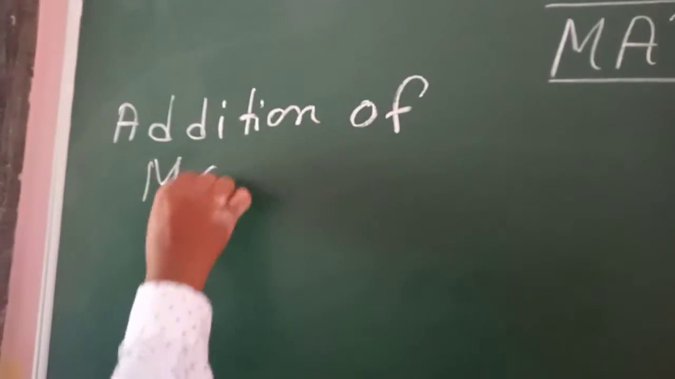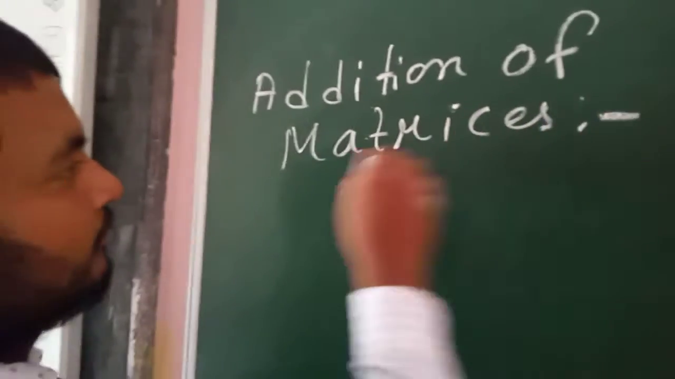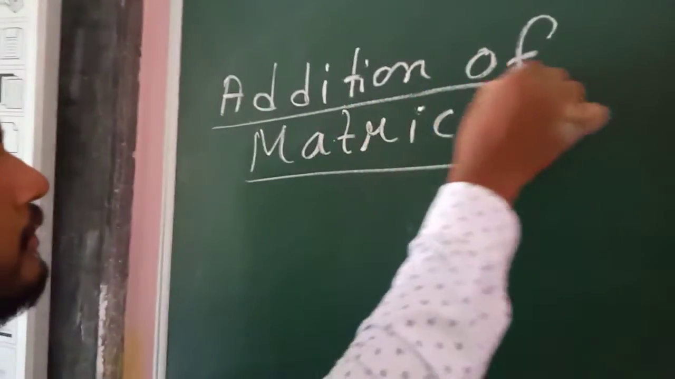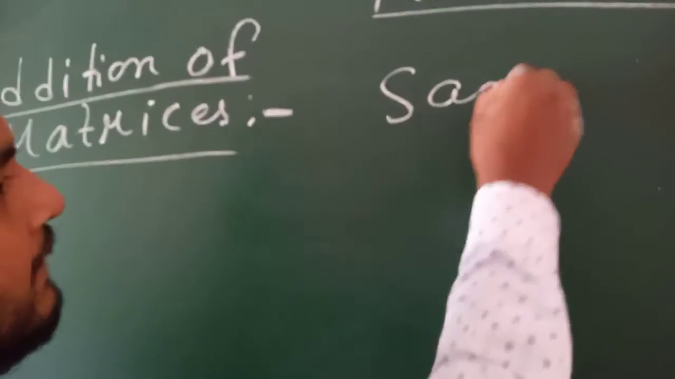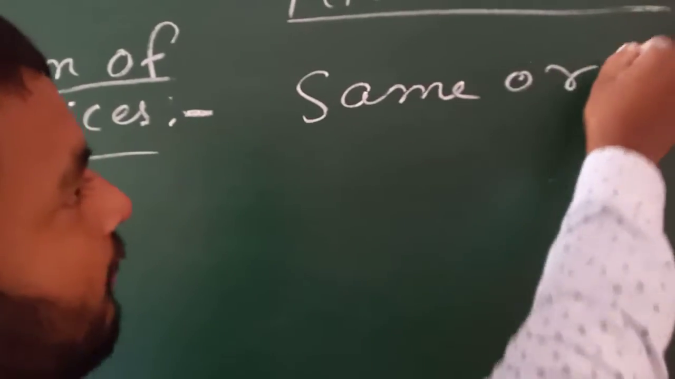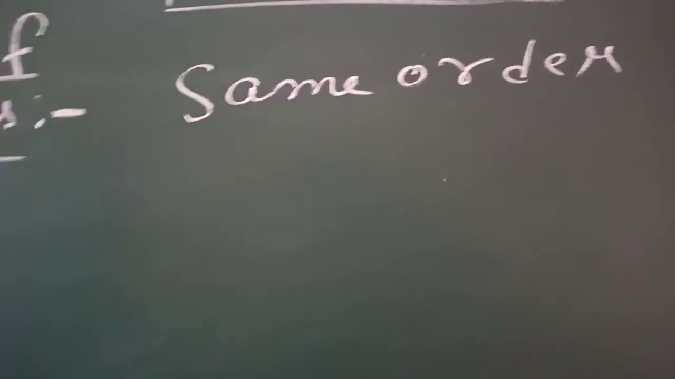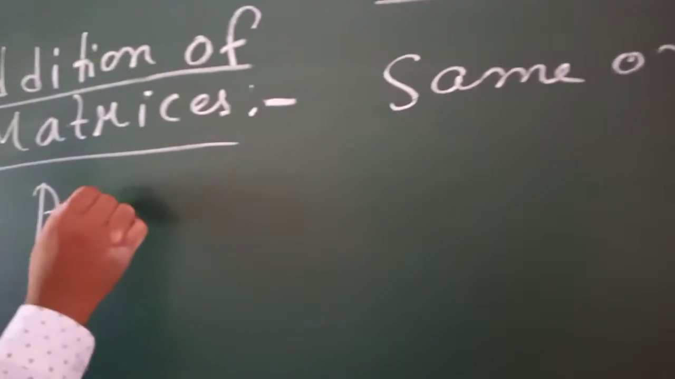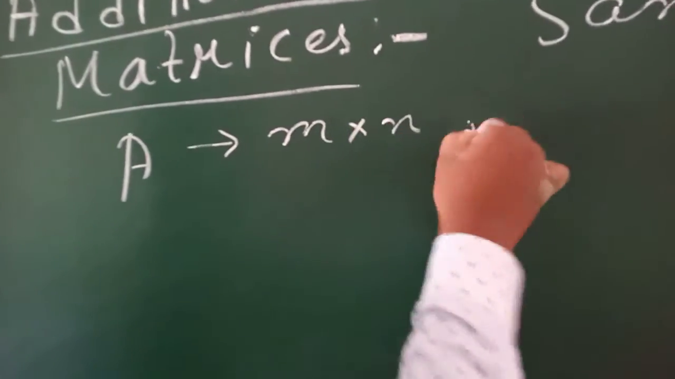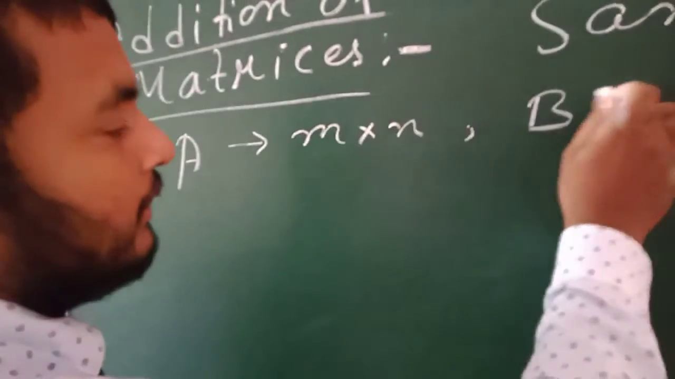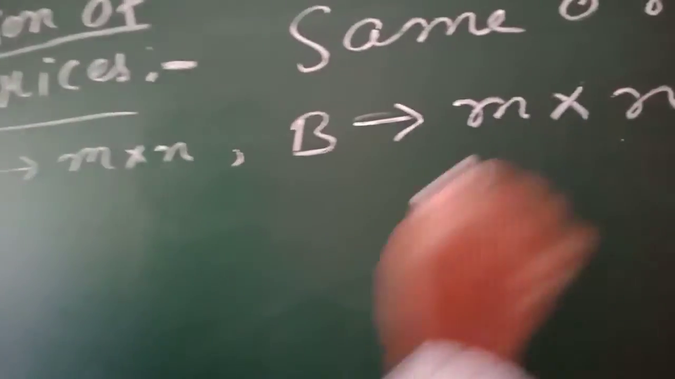Addition of matrices. When can we add two matrices? Two matrices can be added only if they are of the same order. Their order must be the same. If A is a matrix of order, suppose m by n, then B should also be of the same order m by n.